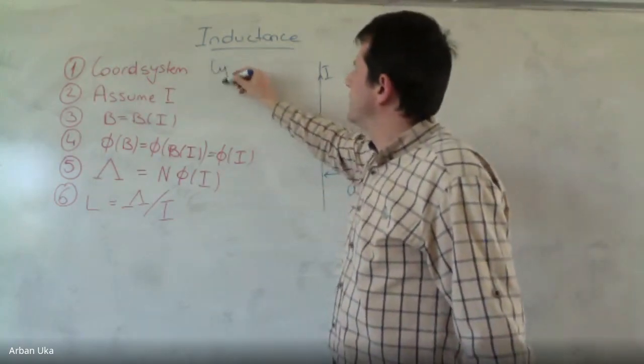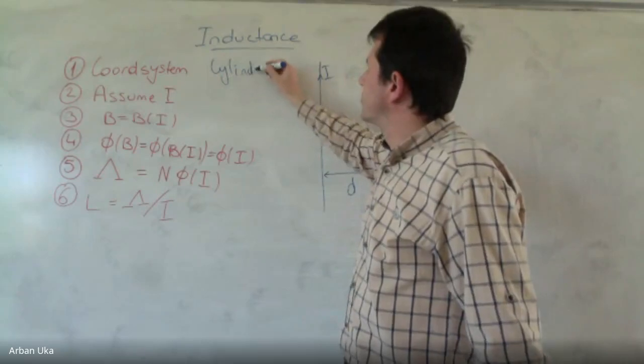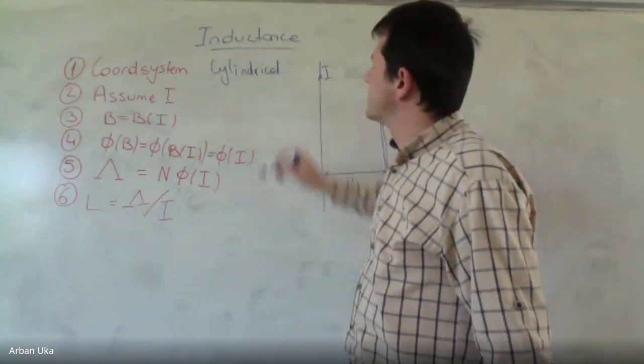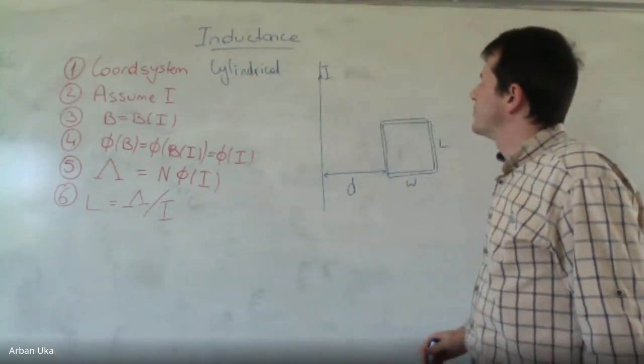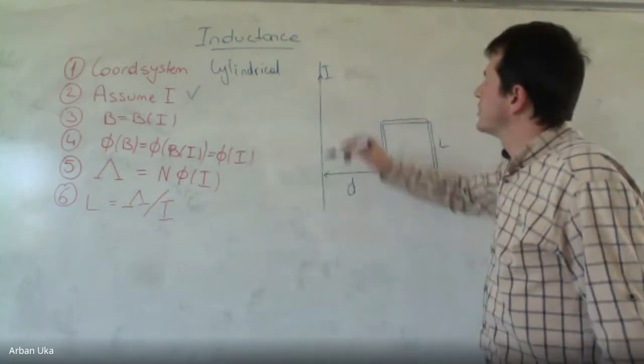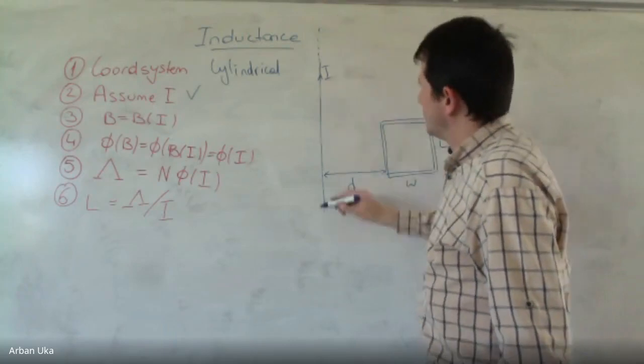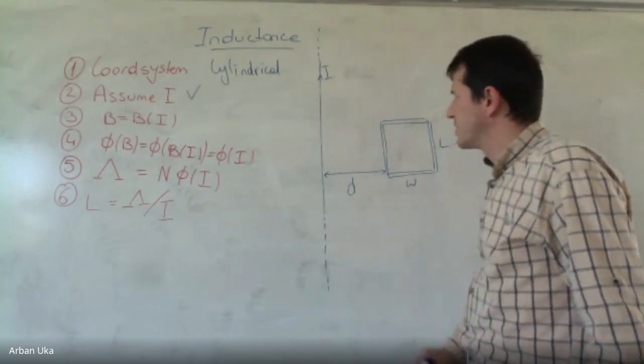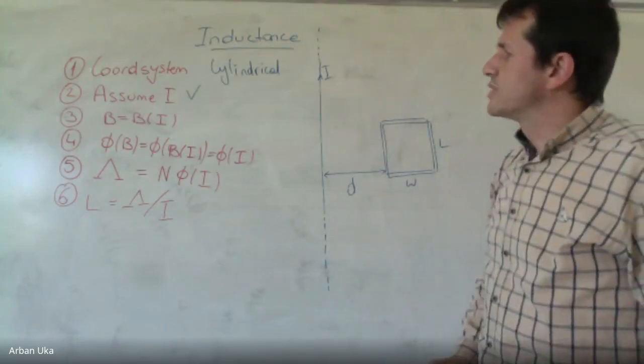Probably cylindrical could be a good choice. Cylindrical coordinate system. Then we assume a current I. Okay, we did this. The second question, and this is going to infinity. Okay, let's assume that this is going to infinity. What is the current here?